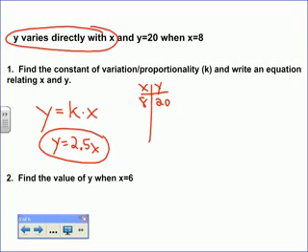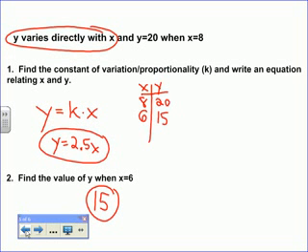Step 2 is find the value of y when x is 6. So if x is 6, we want to find y. How would we get that? Just multiply it by 2.5. Good, so we get 15. So that's how you do that.